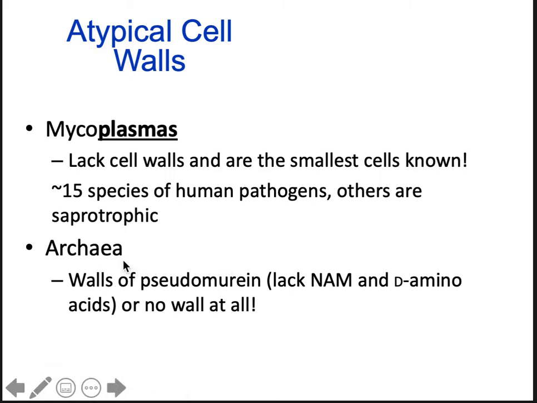Okay. And then furthermore, I want to remind you that archaea do not have cell walls made of peptidoglycan. Only bacteria have cell walls made of peptidoglycan. So archaea can have cell walls made of pseudomurein, something kind of similar, but not the same. And then other archaea don't have cell walls at all.